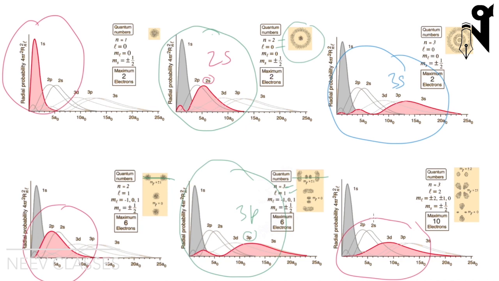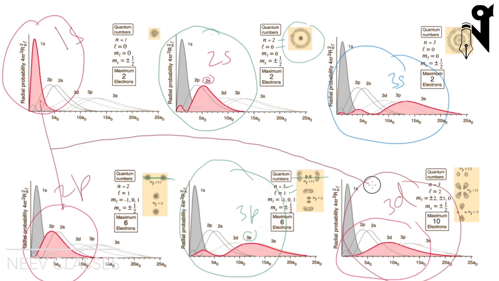So 4p, which is not there in this, will be a triple hump. 3d will be a single hump, the same as 1s and 2p had. 1s, 2p and 3d are the same kind.